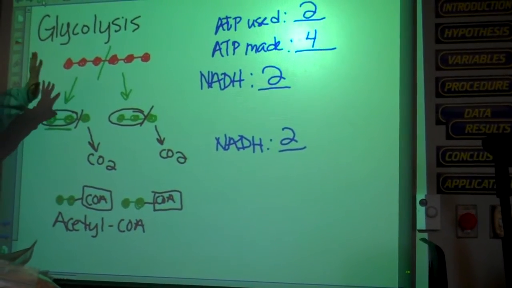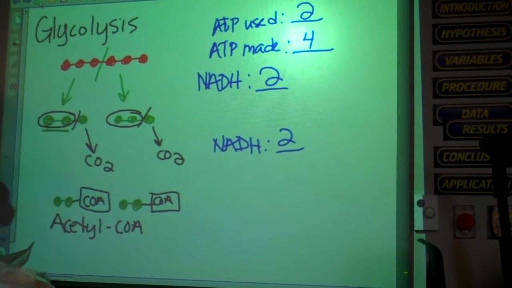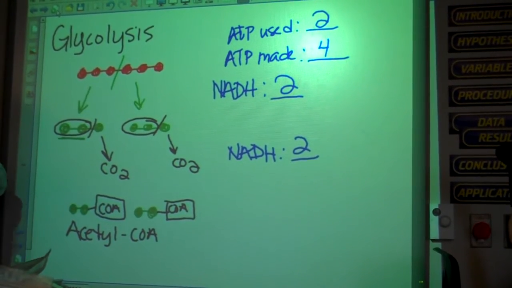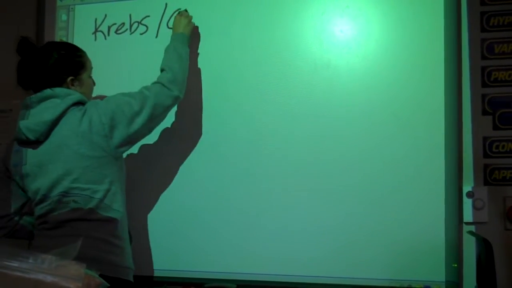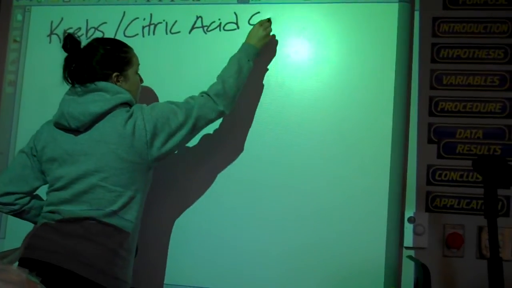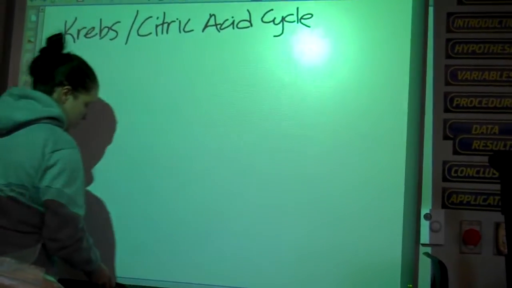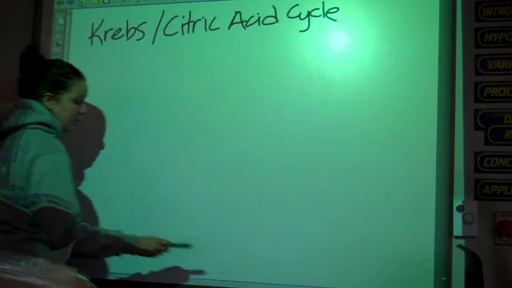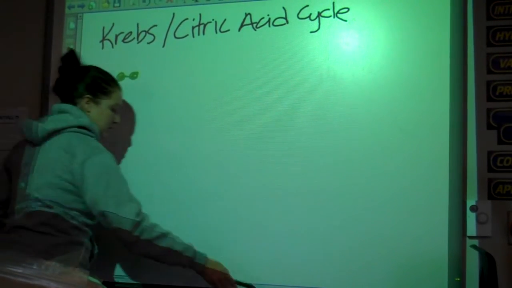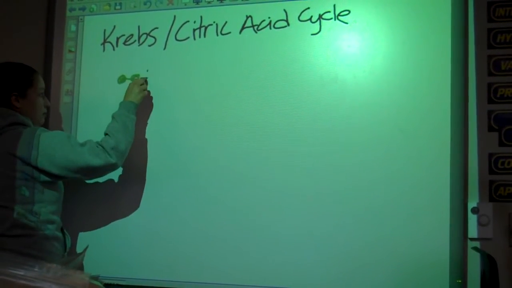How do we feel about glycolysis and the link reaction? Good? Okay, now it's time to ask questions if you have them. Okay, next step is called what? Krebs cycle, or what else? Citric acid cycle. What do we start the citric acid cycle with? What molecule do we start with? Acetyl-CoA, which has 2 carbons and a CoA group.